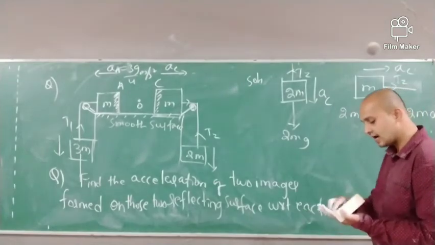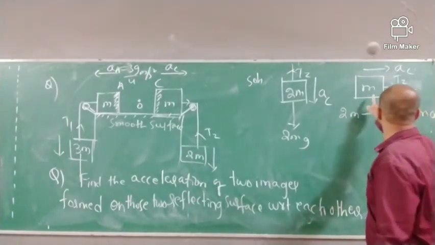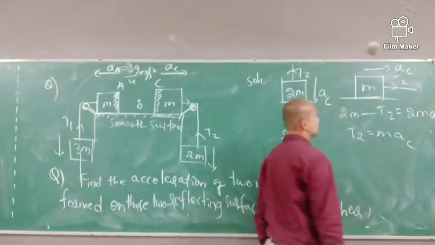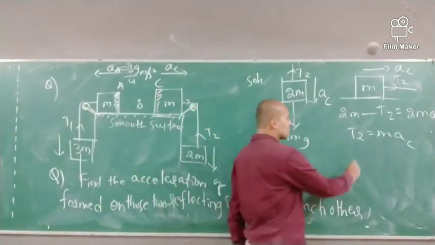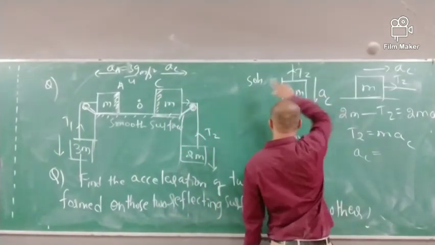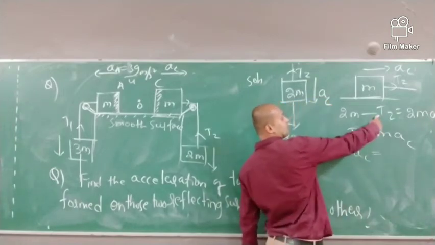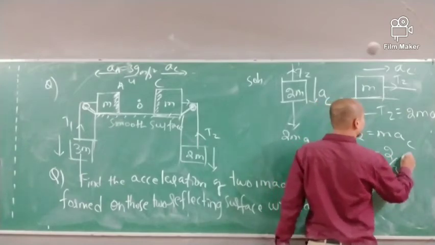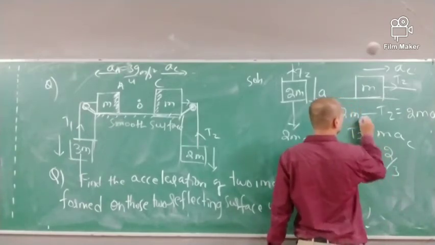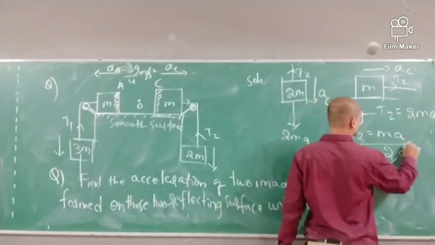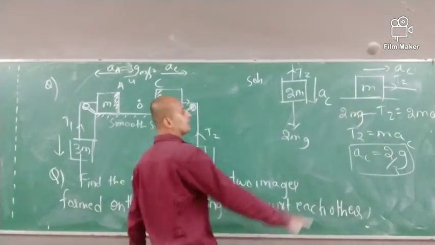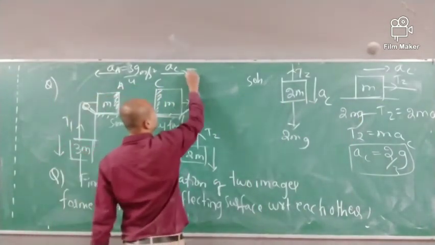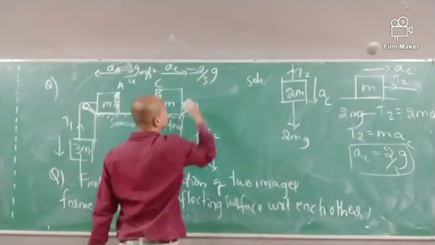2mac. Correct now? Again same thing. From this equation I can write T2 is equal to m into AC. So here AC will become what? Acceleration of the mirror which is coming in this direction. Substitute MAC here, it will become plus. You will get 2 by 3G. I didn't write 2mg here, I am writing 2m only. So AC will be equal to 2 by 3G.